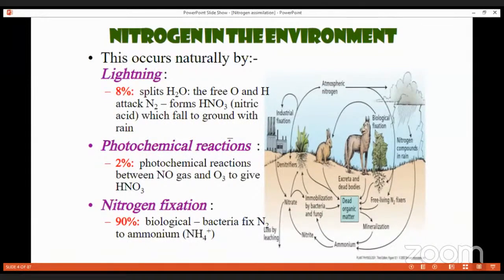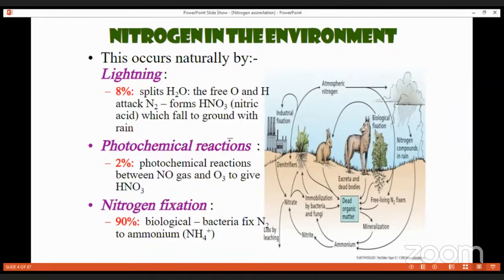First, it can happen by lightning. The nitrogen that is available in the atmosphere can be converted into different nitrogenous compounds like nitric acid by splitting through lightning energy. Then there are photochemical reactions that can give rise to nitric oxide gas or nitric acid compounds. Then the large portion of nitrogen fixation in our environment happens through microbiological entities. They fix nitrogen into the reduced form, that is the ammonium form.